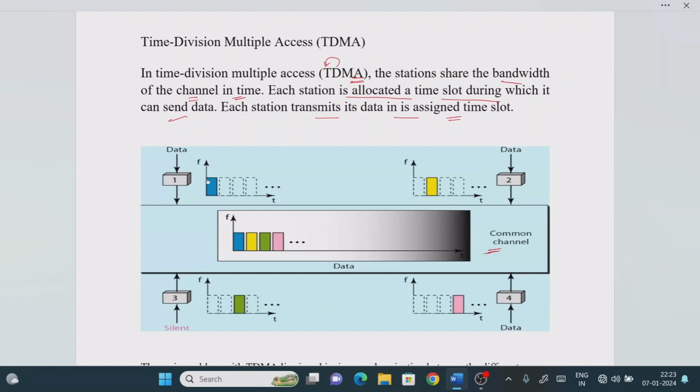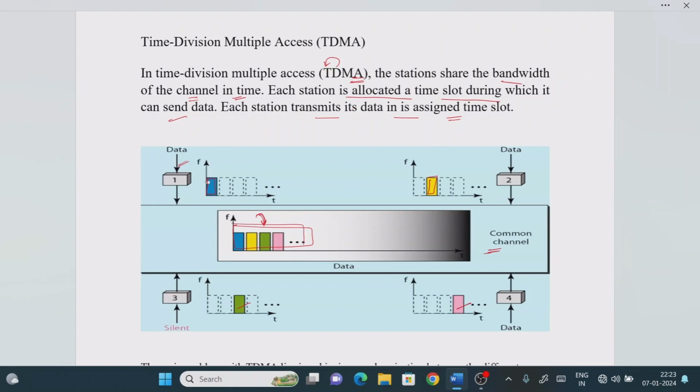For example, we are not going to divide the total available bandwidth of the channel; it is used as it is, unlike the FDMA technique. But here we are going to divide it into time slots. If station 1 wants to transmit, it has to transmit within its time period only. If station 2 wants to transmit, it should transmit only within its time period, so that no collision will occur. That is the meaning. See, these are different time slots.